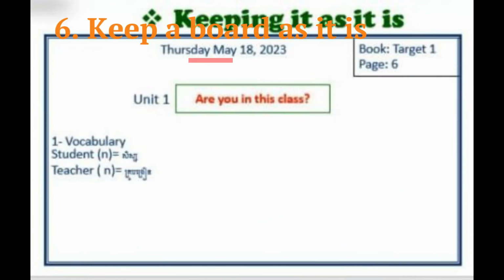6. Keep the board as it is. Teachers must think ahead whether or not they have to divide the board into parts according to a lesson plan. If it is not necessary, keep the board as it is, but they ought to know how to display items on it neatly so that students can understand whatever is written on it to avoid confusion.